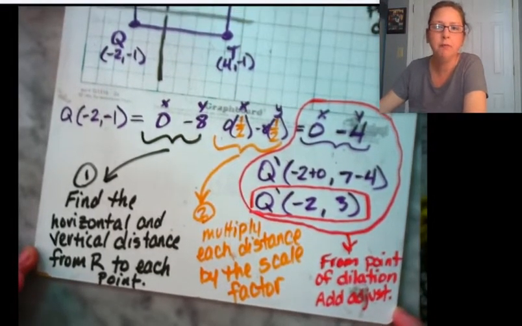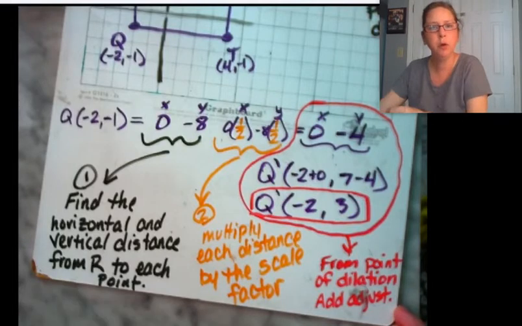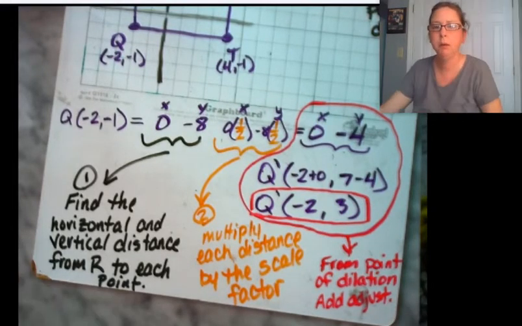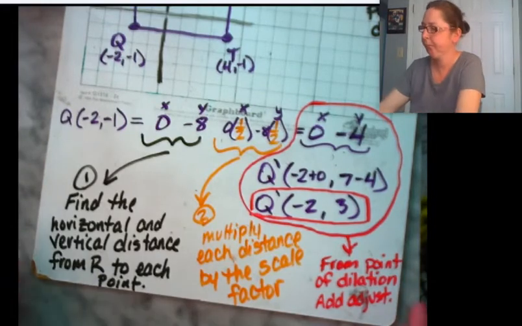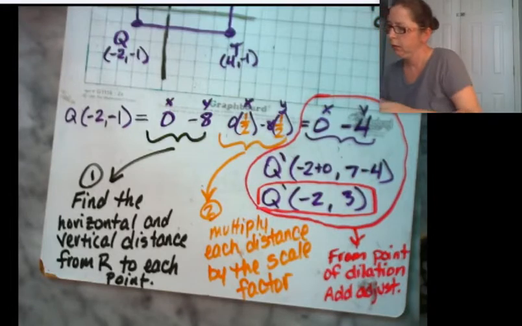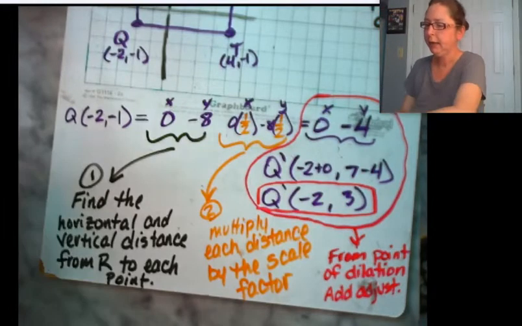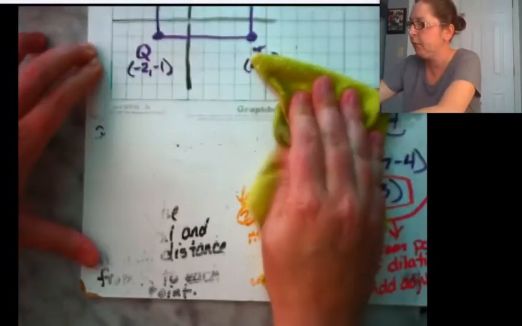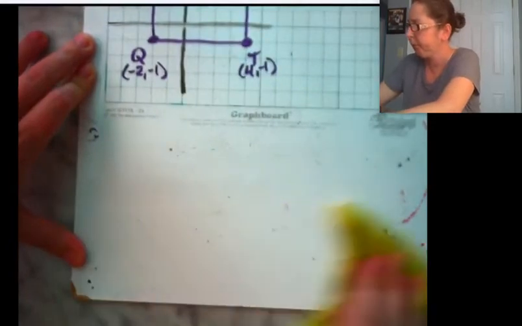But we're going to go ahead and follow the same process, and we're going to do points T and S as well. But I'm going to need to erase this. All right, so let's go ahead and erase this, and then we're going to go through those same steps with our different points.